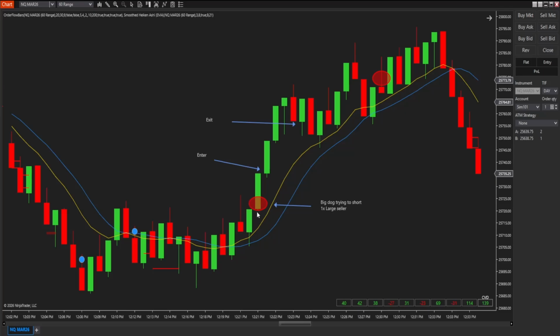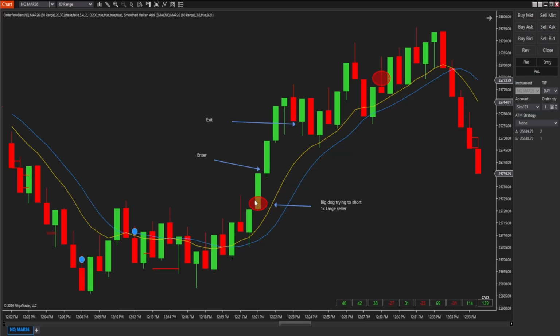Right here, large seller, 30 or more contracts in one trade. So that's a big dog trying to short, one large seller. Okay. Then we moved up the Heikin Ashi lines, the yellow, which is the current price, and then the blue, which is the closed price. That right there is separating. So the Heikin Ashi is starting to move upwards off of this consolidation.